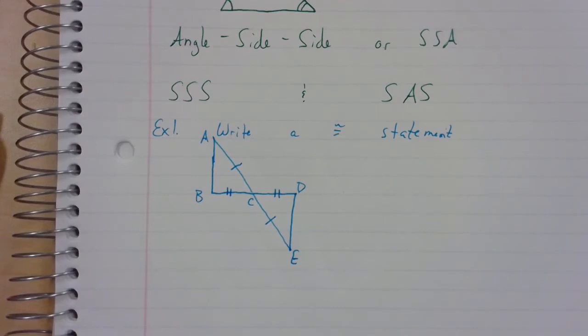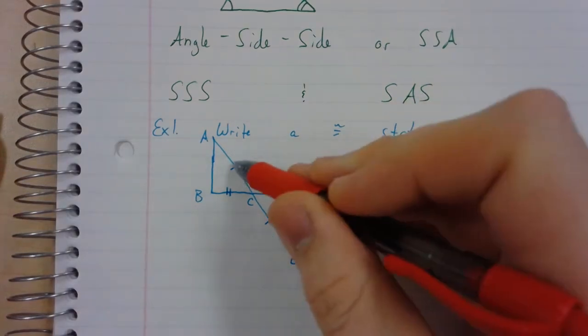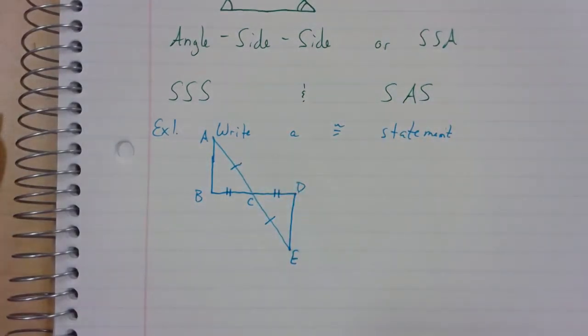It's going to say write a congruency statement. On top of that, I need to say how I know they're congruent. So here, are these two triangles congruent? All right, by which shortcut? SAS. So I see the two sides. Where's the angle? At C.